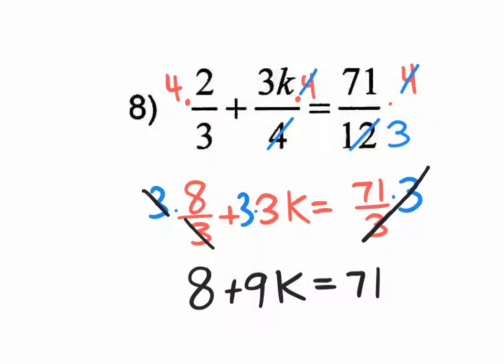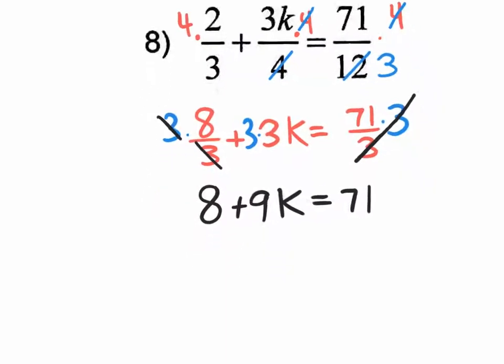You could get rid of one fraction at a time. If I want to get rid of this 2/3, then multiply everything by 3. But we decided to get rid of this one, so we multiplied everything by 4. You could have decided to get rid of this one and multiply everything by what? 12. But we didn't. But as you can see, you could get rid of one fraction at a time until you get an equation with no fractions. And then from there, it's all easy.